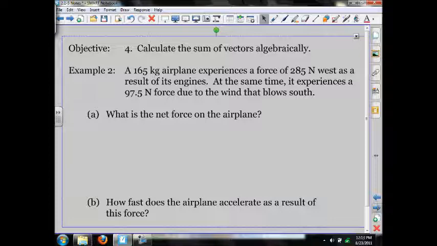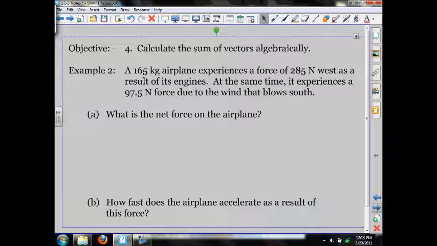So example 2, we have a 155 kilogram airplane. It's experiencing a force of 285 newtons to the west as a result of wind. At the same time, it experiences a 97.5 newton force that moves south. What is the net force? Maybe even before that, we should draw a free body diagram, since we did so well with free body diagrams like the last one.